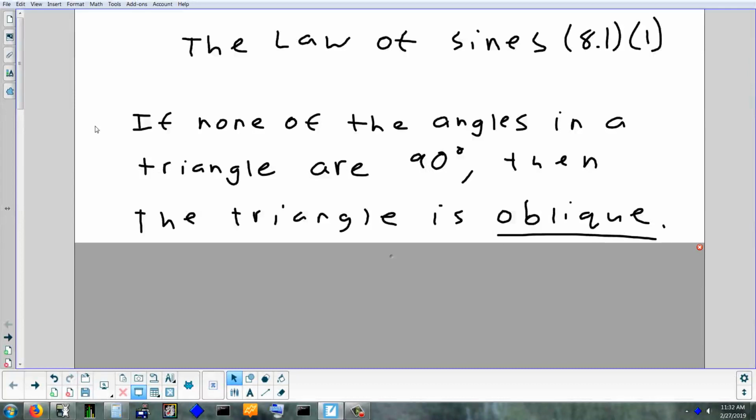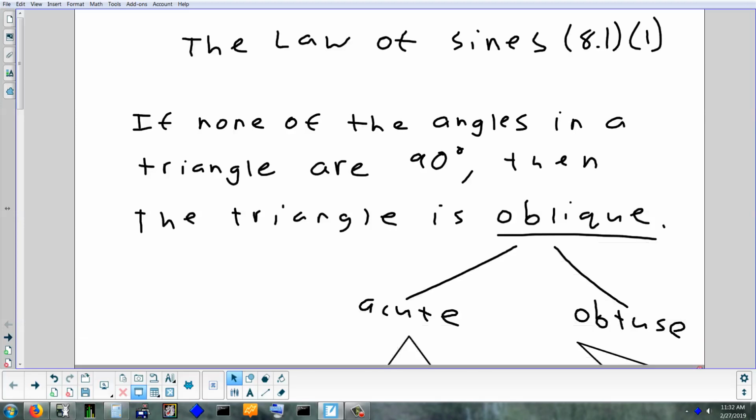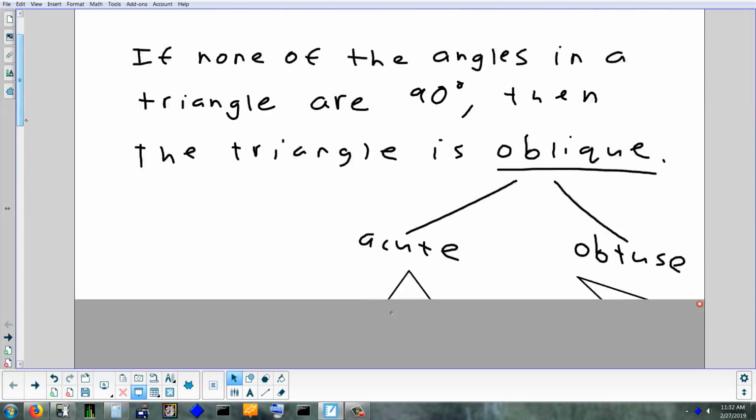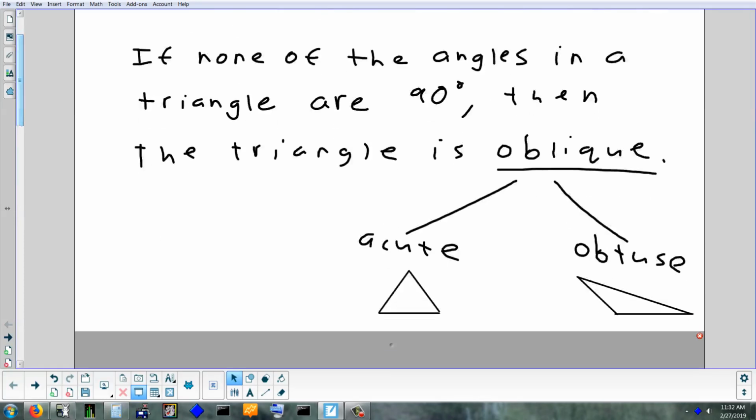Now, when we did it before with SOHCAHTOA, every single triangle always had a 90-degree angle in it. We're going to do the same thing again, except now the triangles are not going to have a 90. Okay. Triangles that don't have 90-degree angles are called oblique triangles. There's really two different types of oblique triangles. We're not going to be drawing things to scale, so it doesn't really matter.